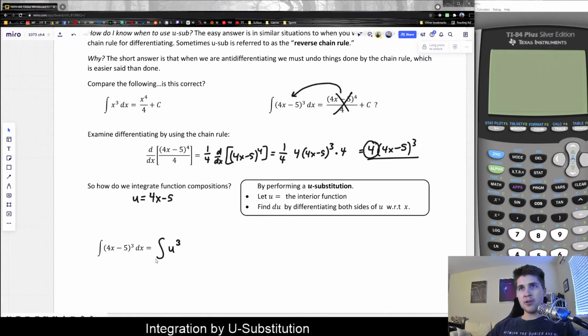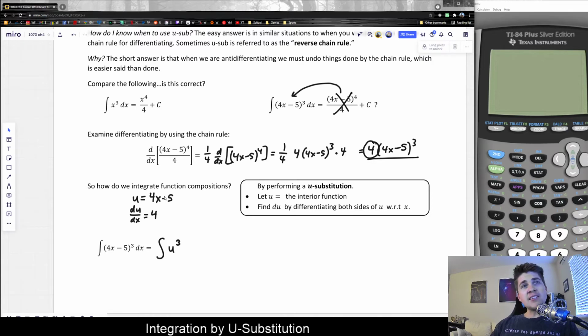So what we did is we took 4x minus 5 and we set that equal to u. The simple strategy here says let u be what is in the interior. And then it says to find du by differentiating both sides with respect to x. Well, remember that a differential du, if I wanted to know what is du dx, that would just mean the derivative. So if I take the derivative of both sides, the derivative of 4x is 4, and the derivative of any constant is always 0.